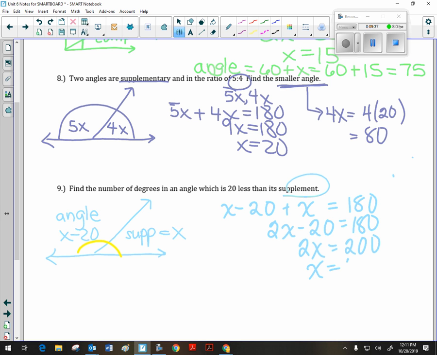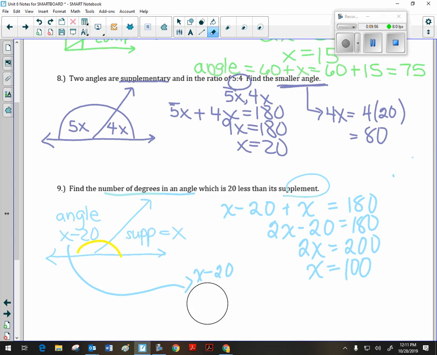And I end up getting an x value of 100. This question wanted the number of degrees in the angle, not its supplement. So I have to use this angle x minus 20 here. And I know that x minus 20, when I use the 100 that I got for my answer for x, will end up giving me an answer of 80. So my final answer on this question for the number of degrees in the angle is going to be 80.